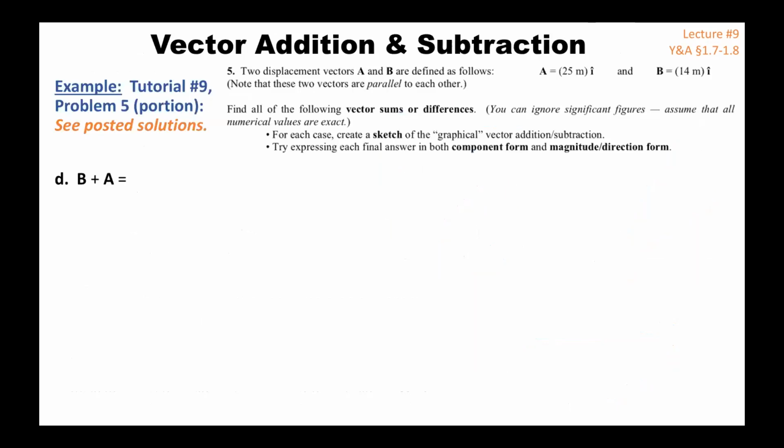All right, well, that's the end of all the theory. So what I'm going to finish with now is a couple of examples. First, a couple of really trivial, really simple examples here with problem number 5. So problem number 5 involves two displacement vectors defined up here, right? Vector A is written in components as 25 meters times i-hat. Vector B is 14 meters times i-hat.